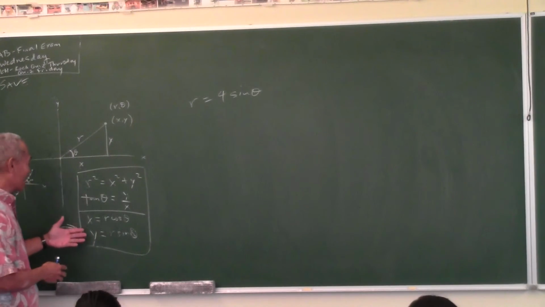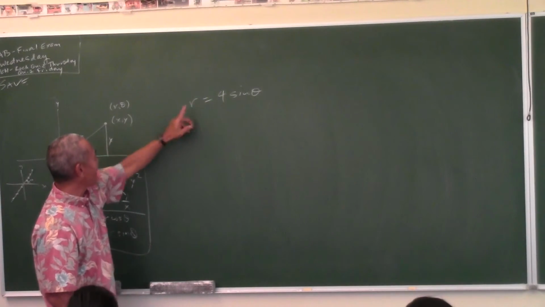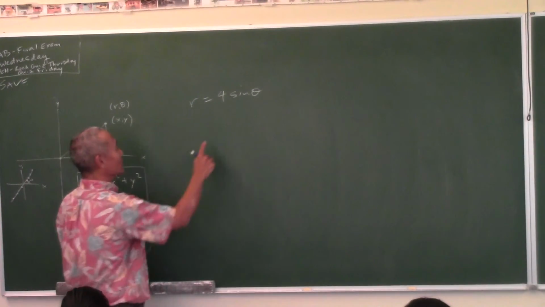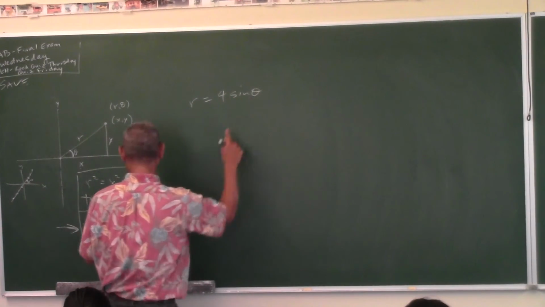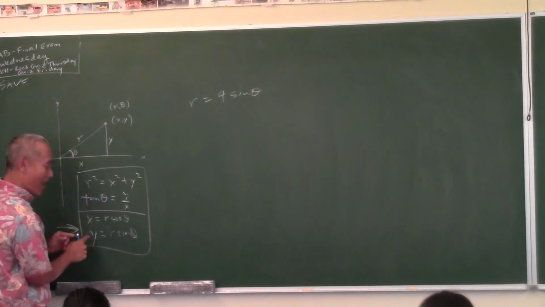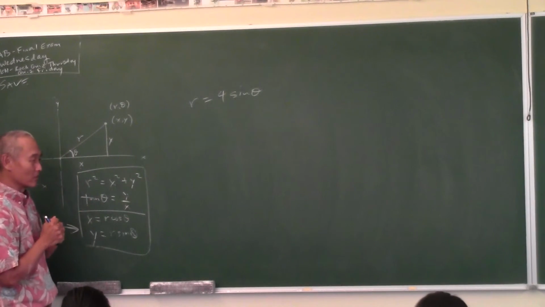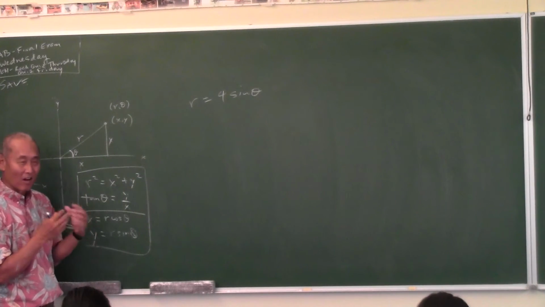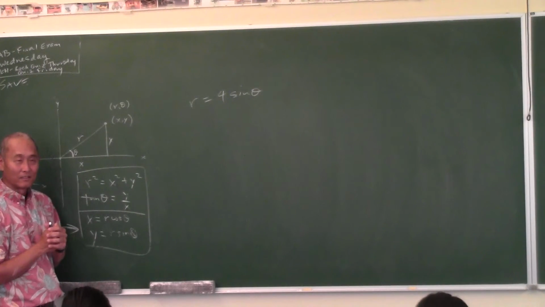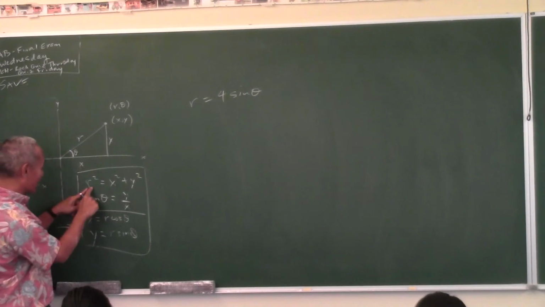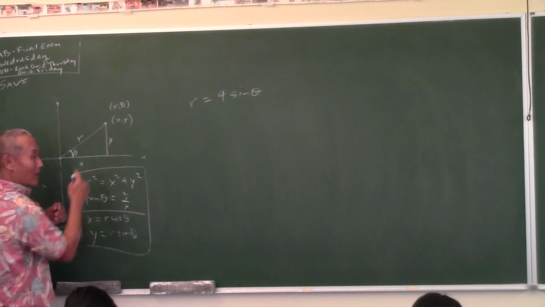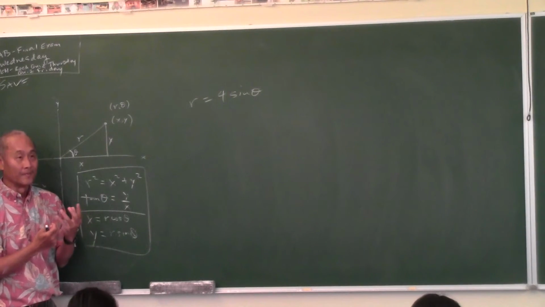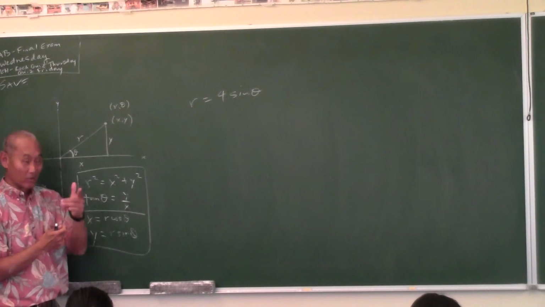Now look at your formulas. If that was r squared, then I could replace it with this, right? But on the other hand, if I had r sine theta, then r sine theta is y. I can also substitute it there. So what can I do to both sides of this equation to get r squared? That's only r. Should I square both sides? No. Multiply both sides by r.